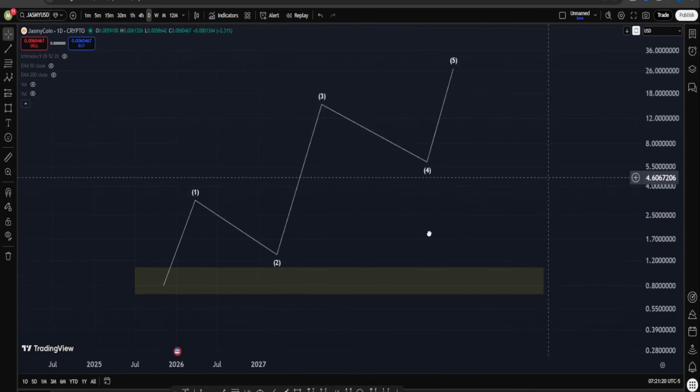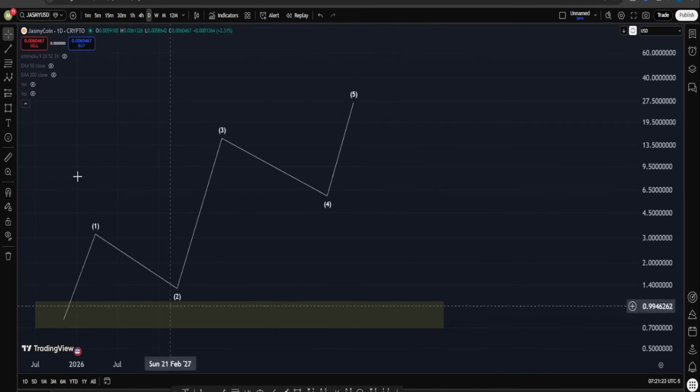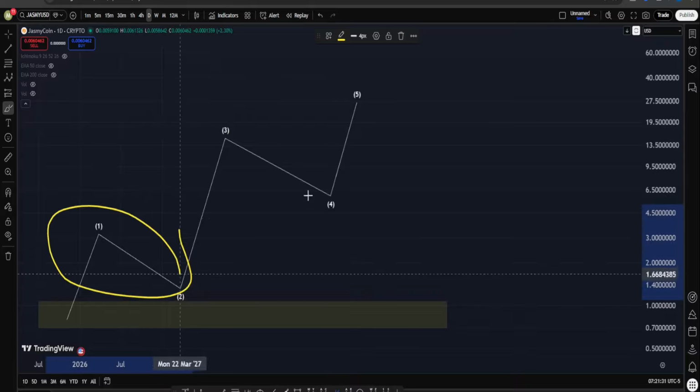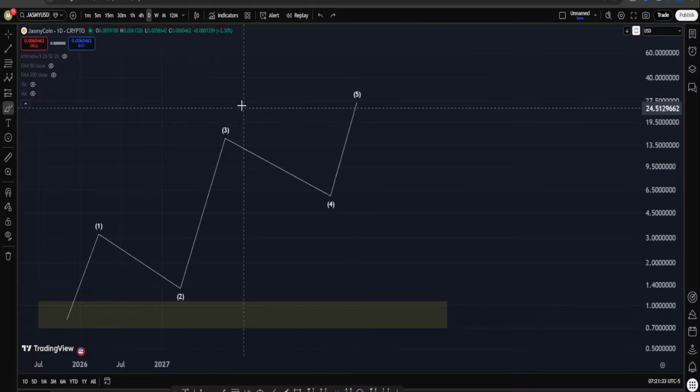Now we can have many kinds of 5 waves, and this specific scenario that I drew in here is called an impulse. The rules for it are that we should not have overlapping of the waves between wave 2 and 4, and in any kind of 5 wave, wave 3 should not be the smallest wave.